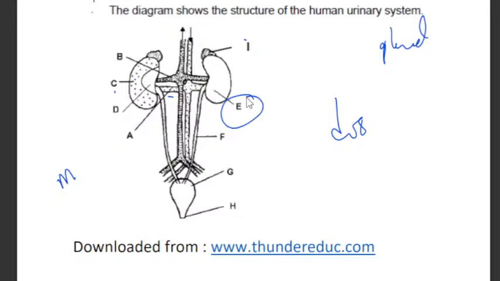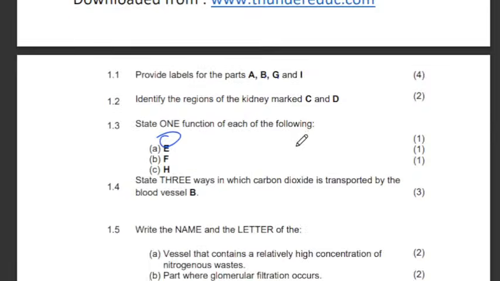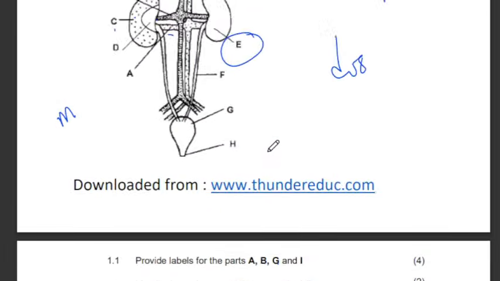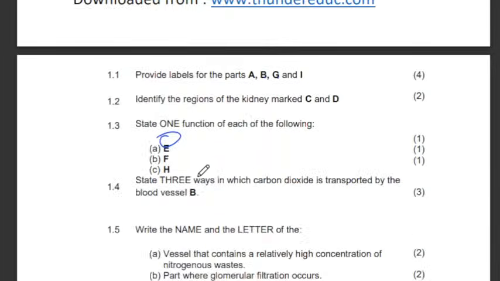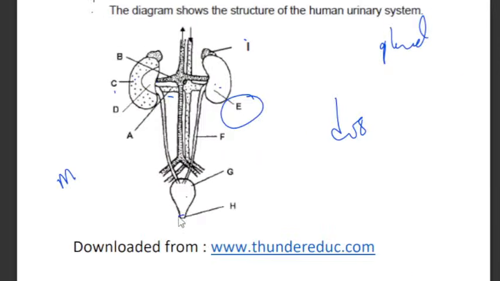So basically, the outer part of the kidney is for protection. It protects the internal parts of the kidney. Then you're saying that F transports urine from the kidney to the bladder for temporary storage. Yes. And then you have H. This one transports or carries urine from the bladder to the external environment, meaning that when you're going to pee or urinate, that's where urine is passing.